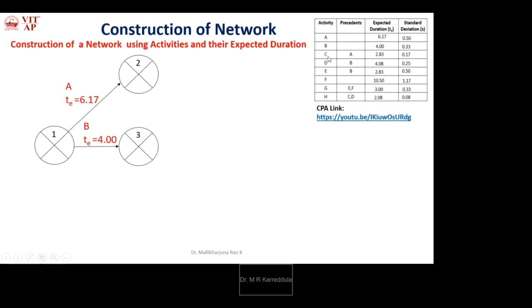Next, C. C will start after A, because A is the precedent for C. At the same time, you need to check whether C is the precedent for any other activity in the remaining list. C is the precedent activity for H. Now we need to check whether it is ending alone or ending along with any other activity. It is ending along with D, so combinedly it is ending. It is not ending alone. So we need to ensure that while representing C, C should end with D.